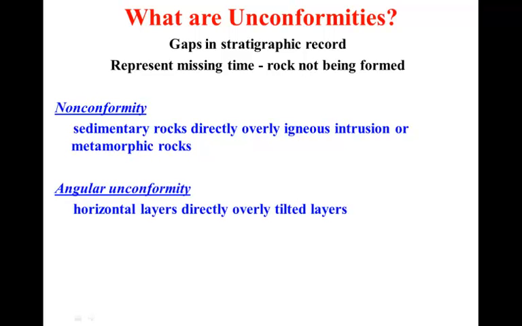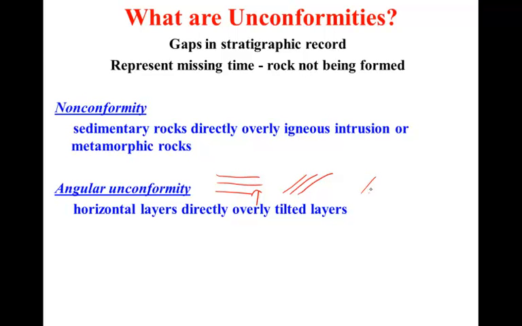The next type of unconformity is probably the easiest one to recognize. It's called an angular unconformity. This occurs when sedimentary rock layers that are still in their original horizontal position directly overlie rock layers that are tilted. How does an angular unconformity form? You deposit layers in horizontal position. Then you disturb those layers through a folding or uplift event. Those layers are now no longer in horizontal position.